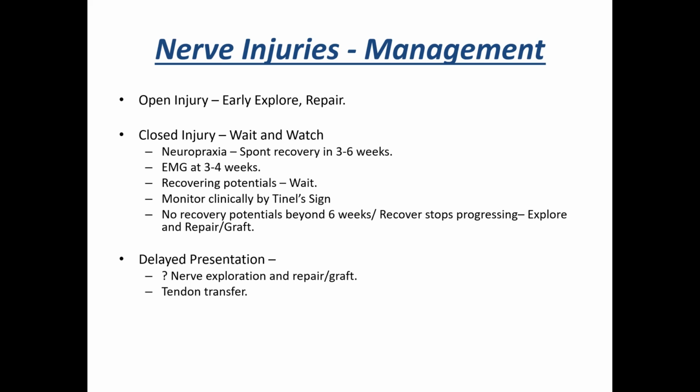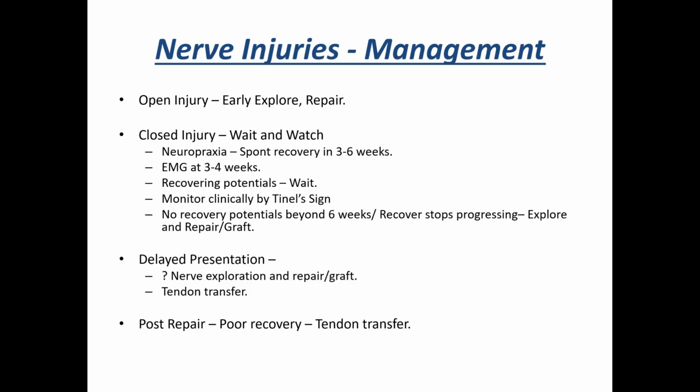Take a healthy muscle which can be used from some other nerve and insert it into the paralyzed muscle. Okay. The tendon transfer can also be done after you have done the repair and the recovery is not occurring. Sometimes even after surgical repair, the recovery is poor or not satisfactory, and tendon transfer remains the only option after that. Okay, so these are the basic principles based on which we do the management of nerve injuries.